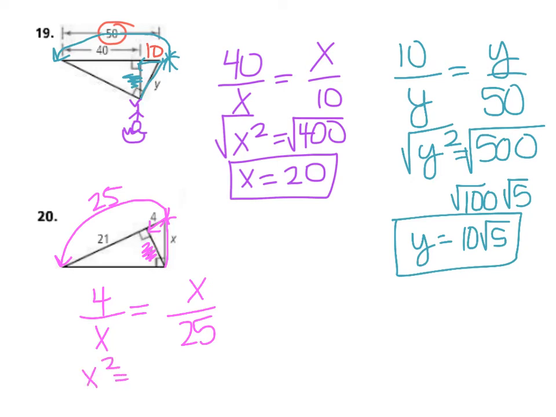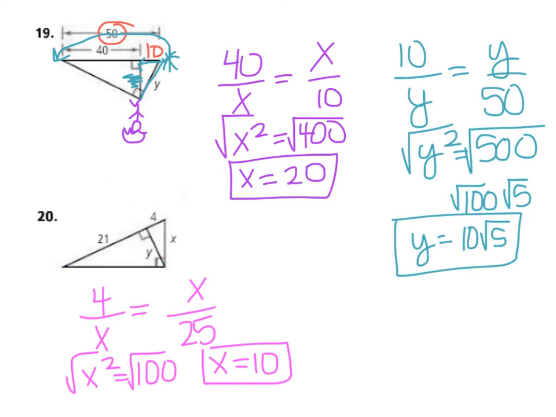Cross multiply, you get x squared is equal to 100. Take the square root. x equals 10. And then we got to erase, and let's find y instead now.